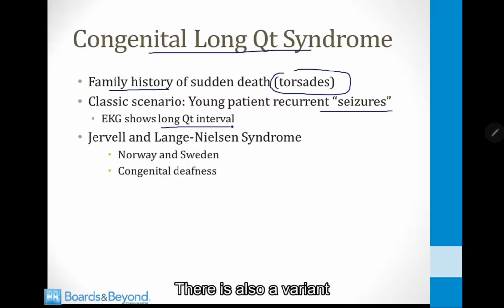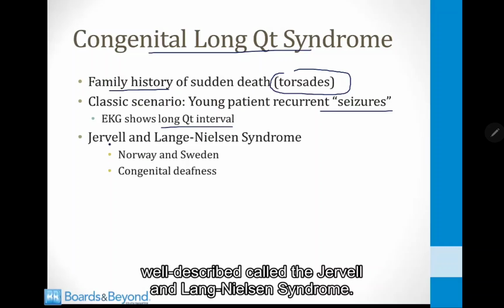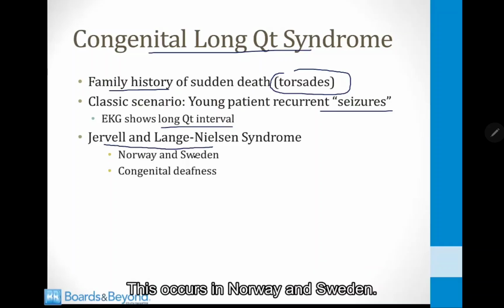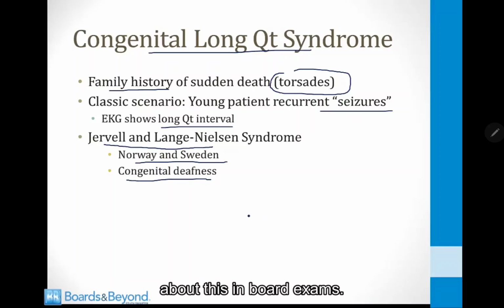There is also a variant of the congenital long QT syndrome that has been well described called the Jervell and Lange-Nielsen syndrome. This occurs in Norway and Sweden. It results in the long QT syndrome in association with congenital deafness. It's very rare, but they sometimes ask you about this on board exams.